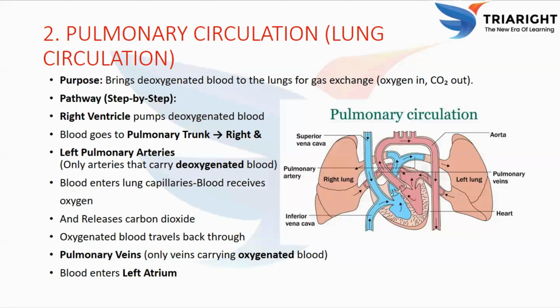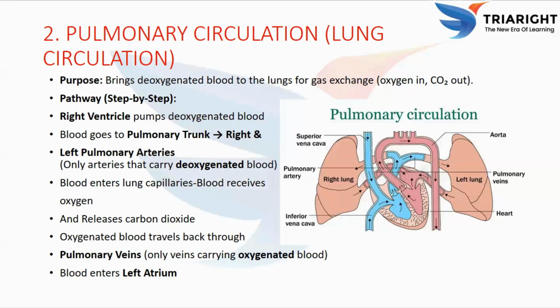What are the main points here? Right ventricle to lungs to left atrium. This is the process of how the blood flows. Pulmonary arteries carry the deoxygenated blood. Pulmonary veins carry the oxygenated blood. The main function of the pulmonary circulation is gaseous exchange, taking oxygen in and breathing carbon dioxide out.